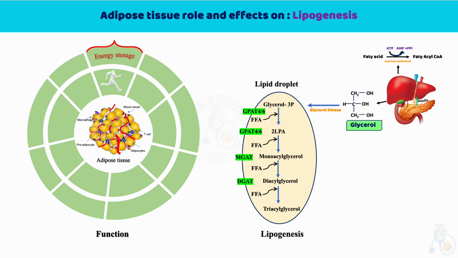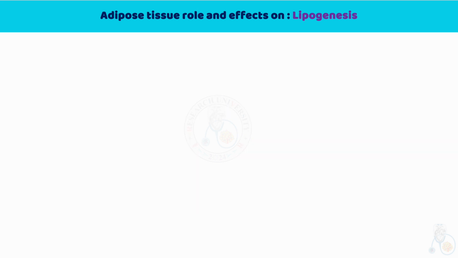In the adipose tissue, the enzyme glycerol kinase is absent, so it is not able to change glycerol into glycerol 3-phosphate. But in adipose tissue, there is the transformation of dihydroxyacetone phosphate into glycerol 3-phosphate. This is the fundamental step for lipogenesis in adipocytes.